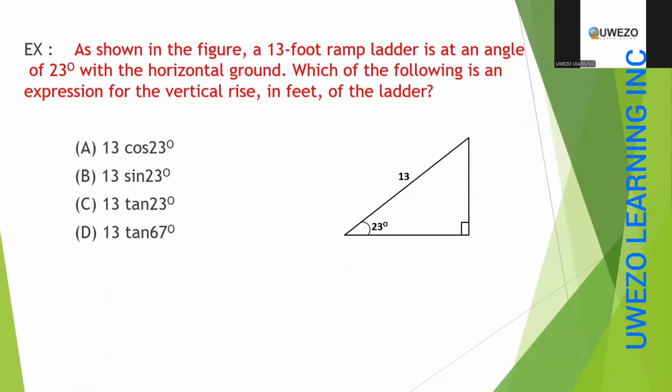Now let us solve a few examples. In this diagram, the angle is 23 degrees. And now we need to find the vertical rise. So let this be x. And as x is opposite to 23 degrees, we can apply sine 23 degrees. That will be equal to x over 13. So x equals 13 times sine 23. So it will be option B.